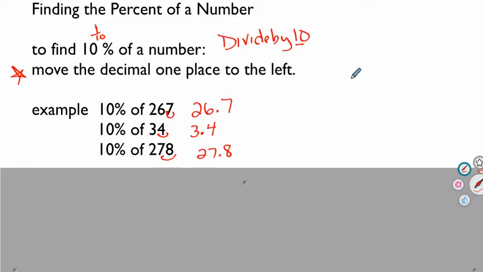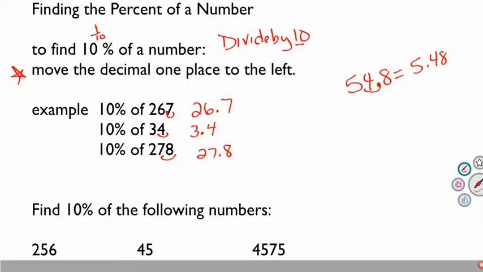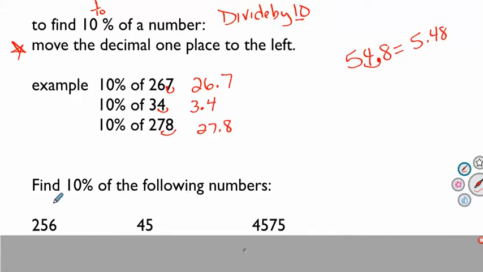Now, if your number happened to have a decimal, let's say I wanted 54.8, and I wanted 10% of that, you would move the decimal where it is. Move it one place, so that would become 5.48. You always start where the decimal is. It just so happens that these did not have decimals, so it was at the end. You've got 3 questions. Pause the video and come back when you have found 10% of each of those numbers. Make sure and pause it.